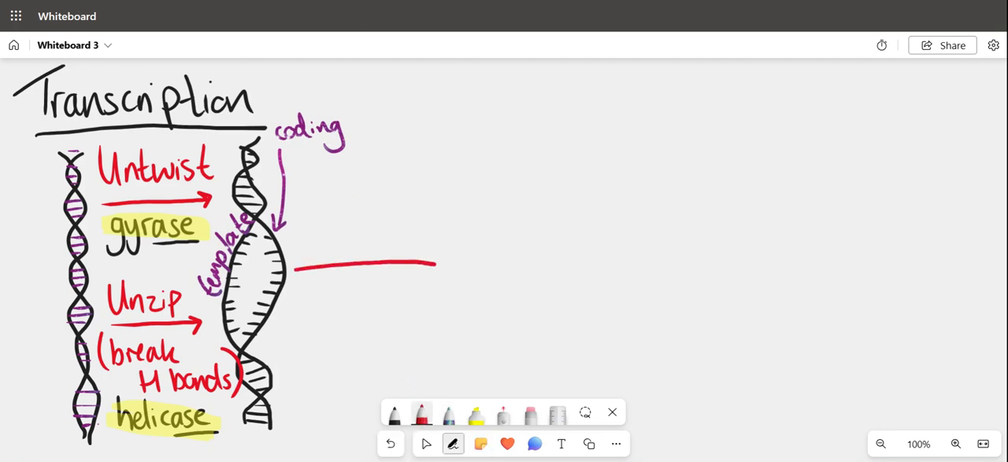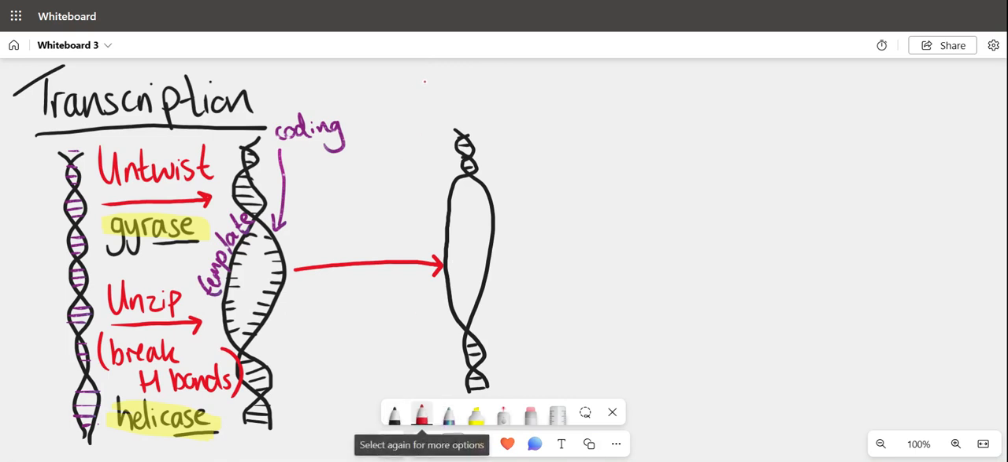So the next thing that happens is we need to start to make our mRNA. Now, this black molecule is DNA, and mRNA, as the name suggests, is RNA. So there are differences between DNA and RNA. Now, the way that we're going to make RNA, just the same as DNA is formed, is we make it out of things called nucleotides. Now, an RNA nucleotide is very similar to a DNA nucleotide.